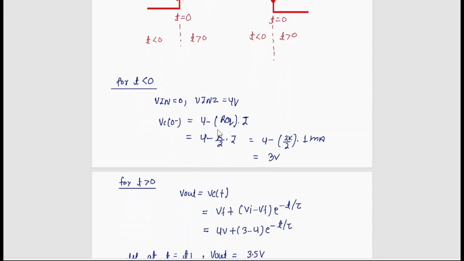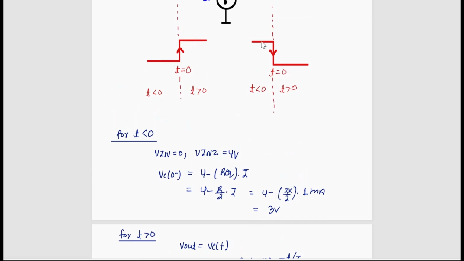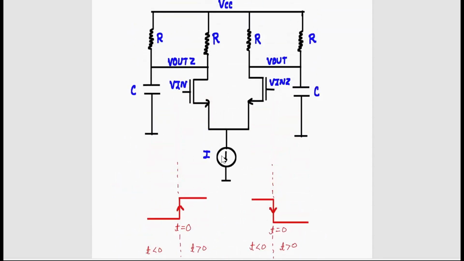So for t less than 0, V in is 0 and V in Z is 4 volt. The capacitor voltage will be 4 minus R equivalent into I, which comes to 3 volt. Now at t greater than 0, they are applying 4 volt here and going from 4 volt to 0 volt there. What will happen? The current is exchanged to this transistor, and there will be no current flowing through the other transistor.